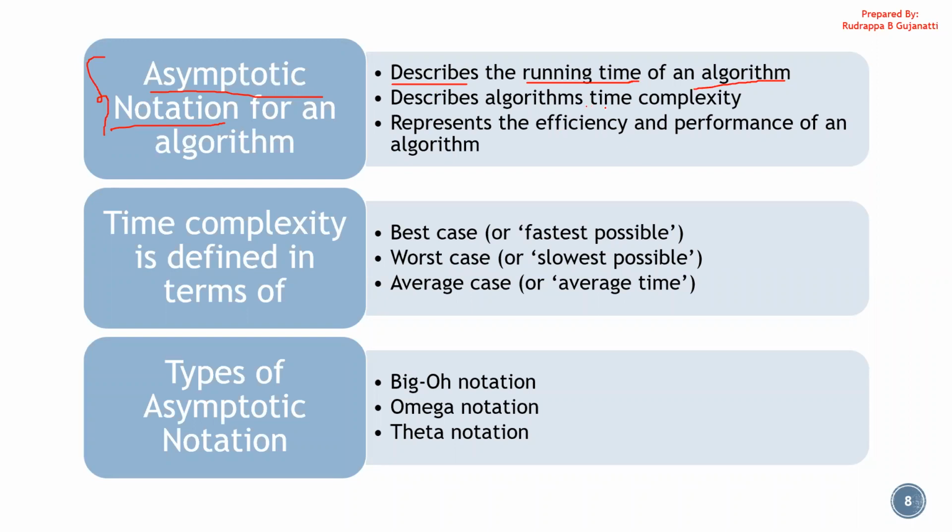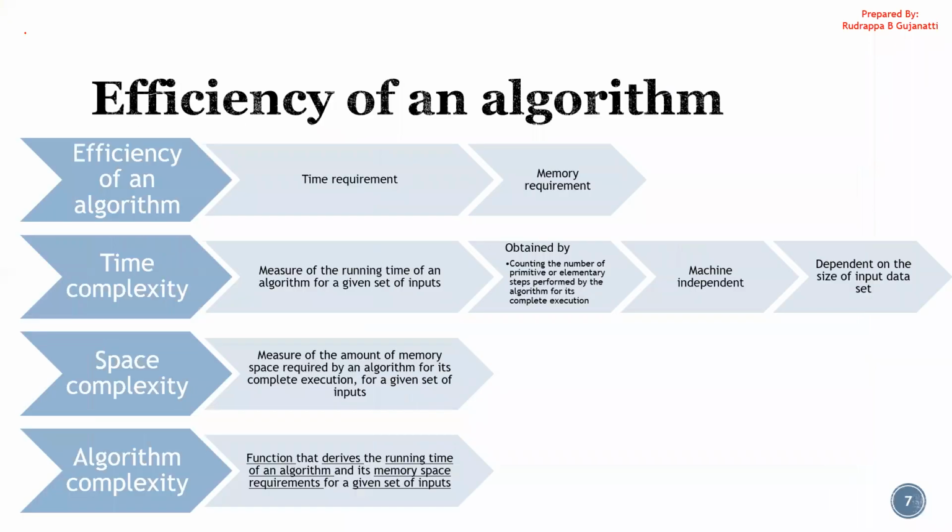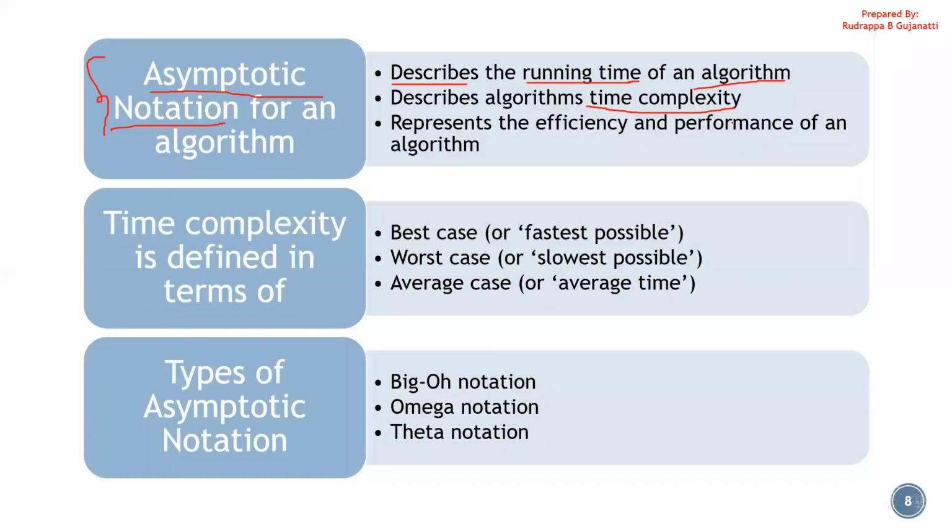So that is what is mentioned over here. It gives me the running time or the time complexity. It basically describes this parameter for the algorithm. Since we had seen in this slide that time complexity is one of the factors which can be used to identify the efficiency of an algorithm, this asymptotic notation helps us to represent the efficiency of an algorithm, or indirectly the performance of an algorithm.